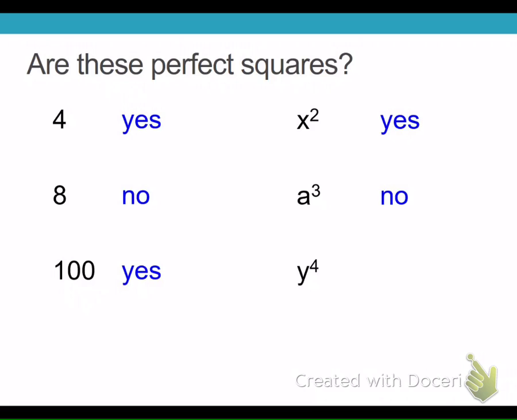So, here's kind of a tricky one. y to the 4th. Yes, it is, and it'd be y squared times y squared, or y squared squared. It doesn't matter what even number it is. All even exponents are perfect squares. All right. What are your questions?